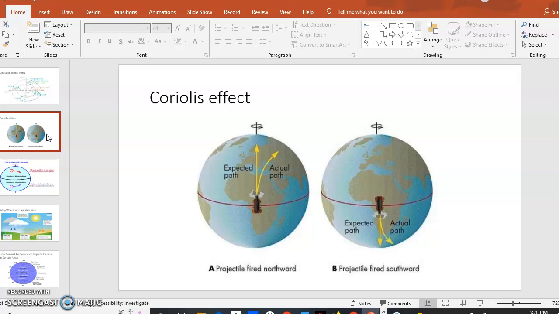Again, depending on the hemisphere, the wind will curve different directions. For example, in the northern hemisphere, in a low pressure area, the wind curves off to the right, but in the southern hemisphere, in a low pressure area, the wind curves off to the left.